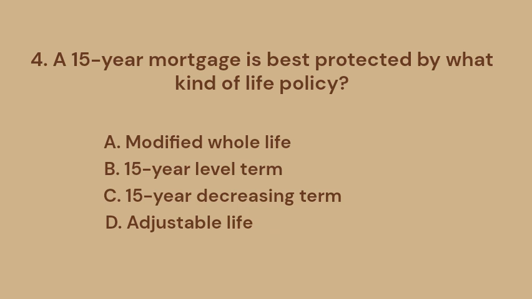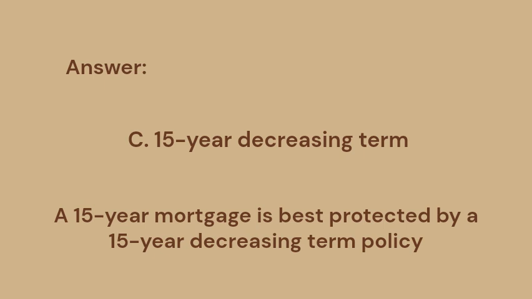4. A 15-year mortgage is best protected by what kind of life policy? A. Modified whole life. B. 15-year level term. C. 15-year decreasing term. D. Adjustable life. Answer: C. 15-year decreasing term. A 15-year mortgage is best protected by a 15-year decreasing term policy.